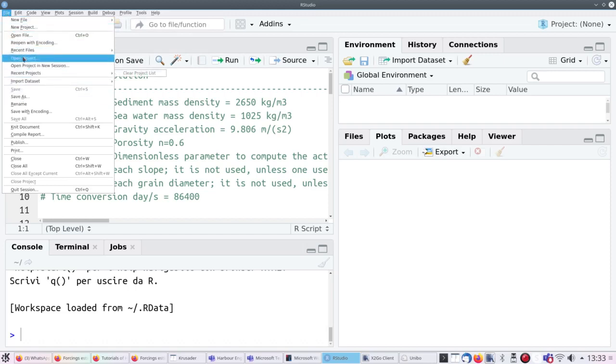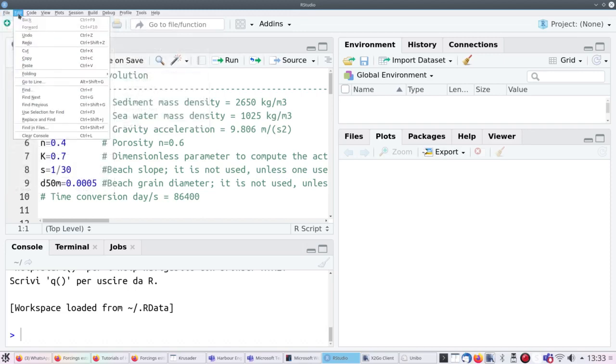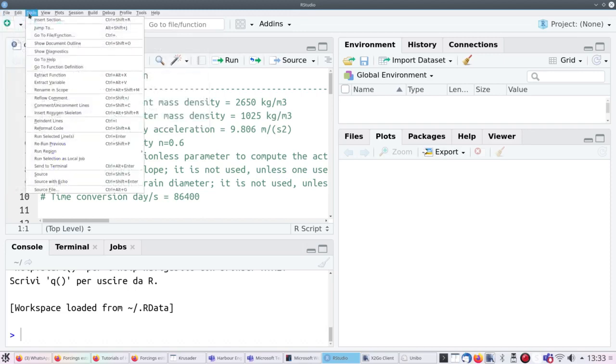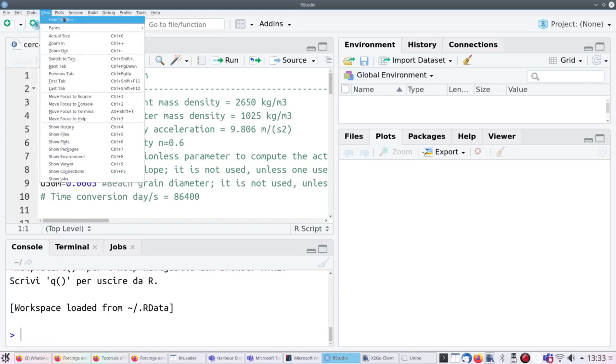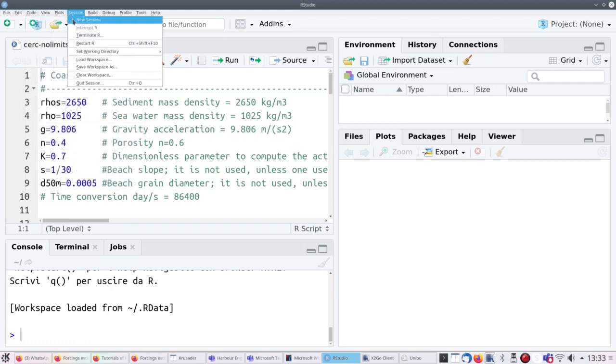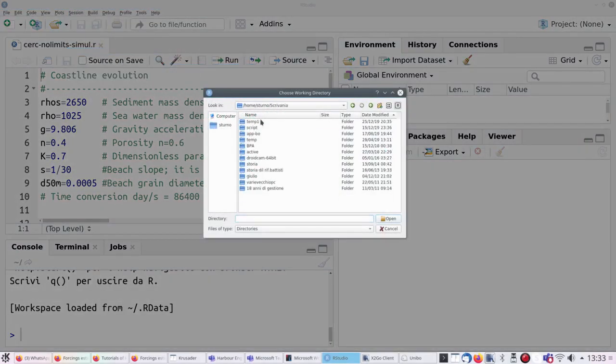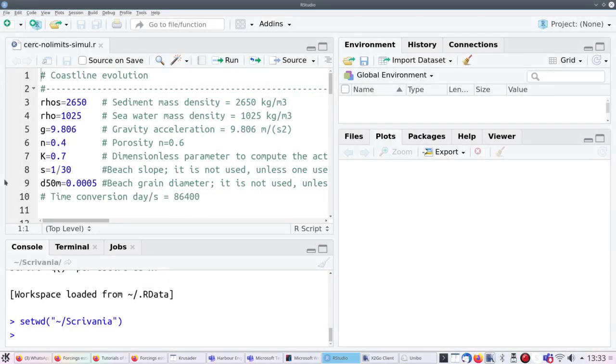Let me see. Open file. Okay, edit back forward. This is not here. Just 1 second, because I will find it in session probably. Set working directory under session. Set working directory to source file location, or choose directory. Let's choose directory. And then I select my desktop. Open. Good. And you see that in the console the command appeared.